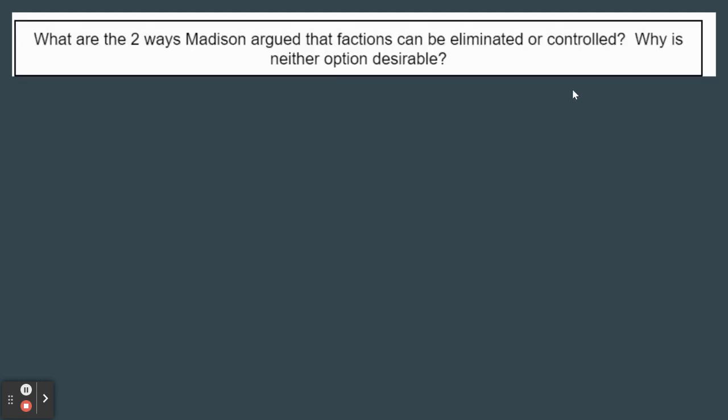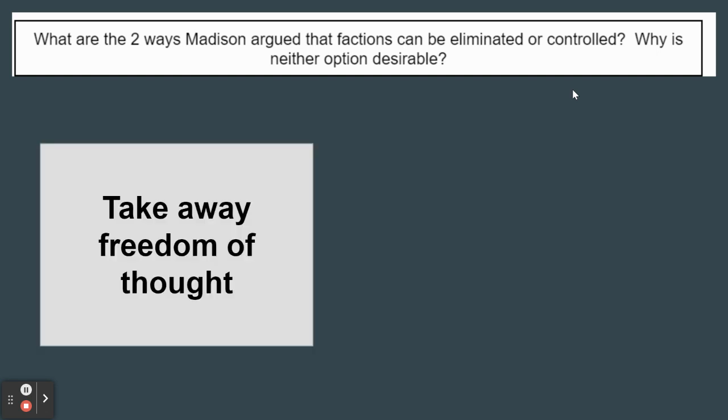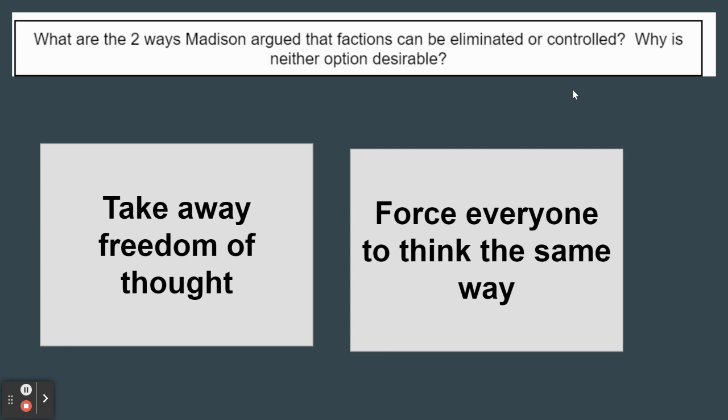One of the things that Madison argued about was some of the negatives of factions. And he talked about how there are only really two ways that any society can get rid of political groups. The first is you take away freedom, right? You don't give them the freedom to think differently in the first place. That's clearly not a great option, to have a society without freedom of thought. The other way is you force everyone to think the same way, which again, that's not a great solution.